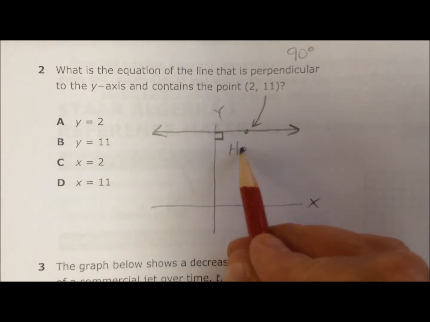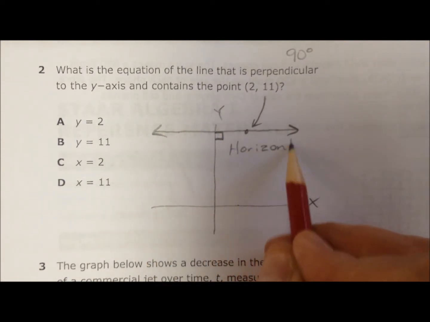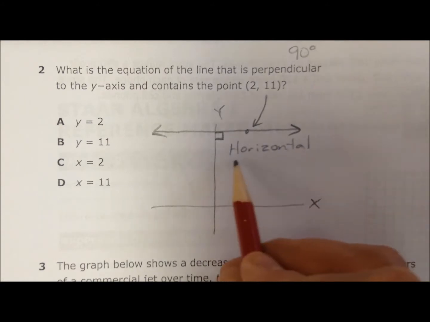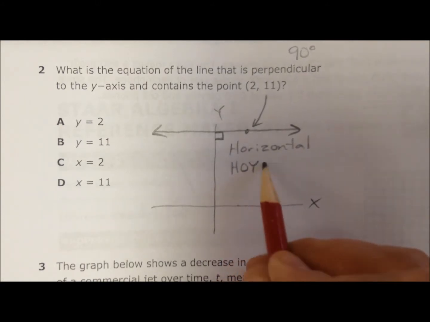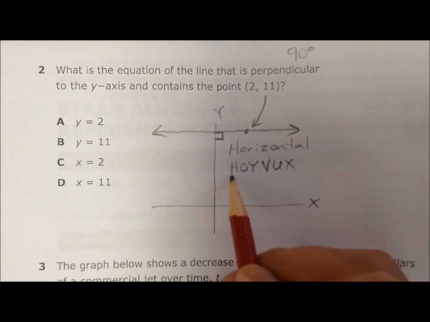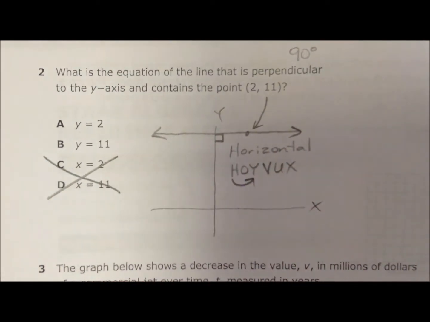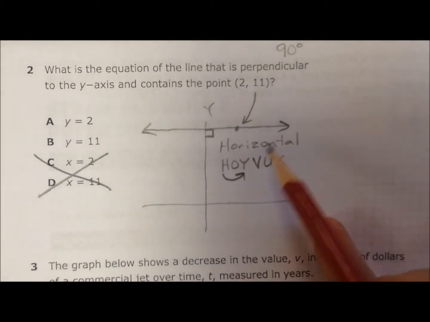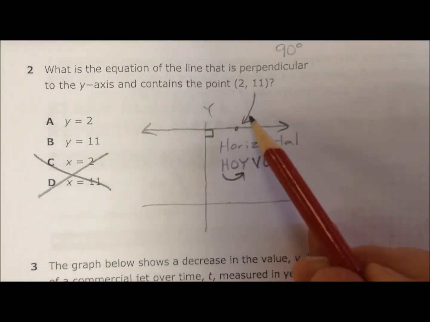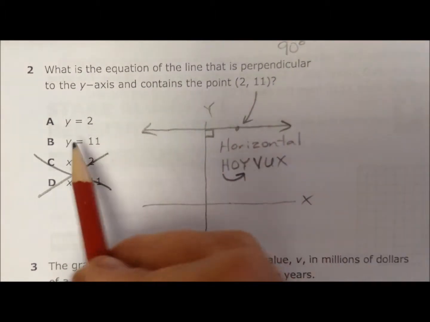I've just created a horizontal line. And if you remember your algebra, horizontal lines are y equals. So right away these two guys go away. And I ask, what is my y coordinate? My y coordinate is 11. The answer is B.